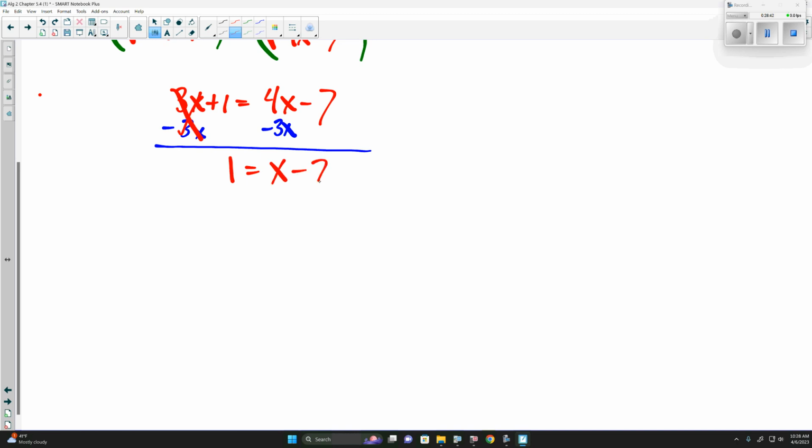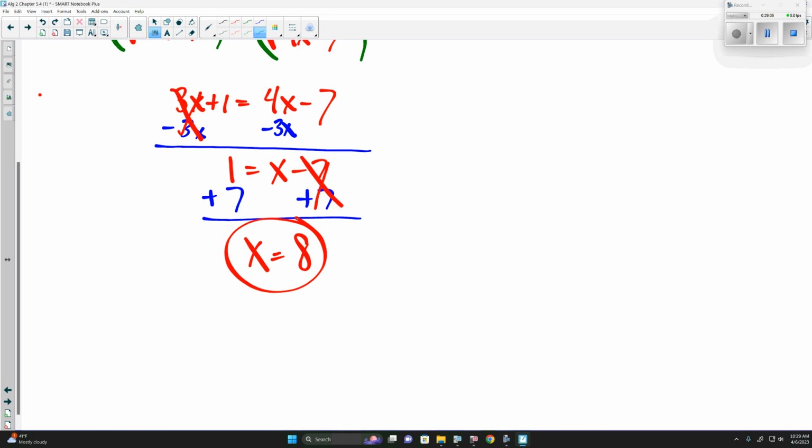Subtracting 4x from both sides would not be incorrect. You'd still get the same correct answer, but it might add a step or two to it. But that makes us have to add 7 next, because negative 7 plus 7 is 0, giving us x by itself. And 1 plus 7 is 8. So here the final answer is x is equal to 8.